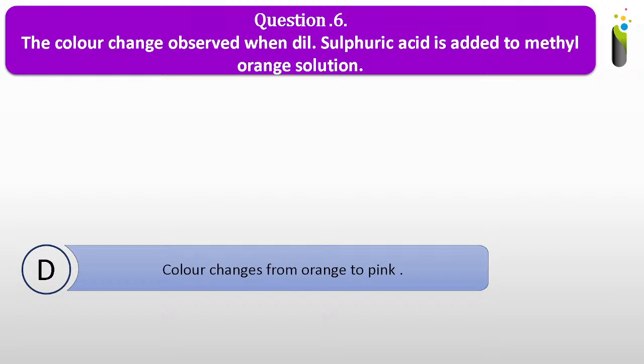And the correct answer is the color changes from orange to pink. So the color change observed when dilute sulfuric acid is added to methyl orange solution is the color change from orange to pink. Coming to the next question number 7.